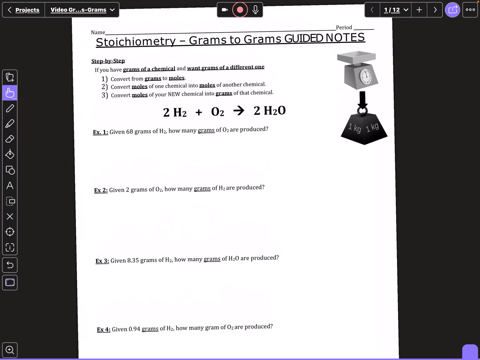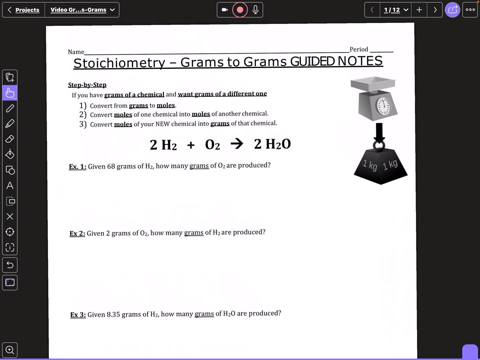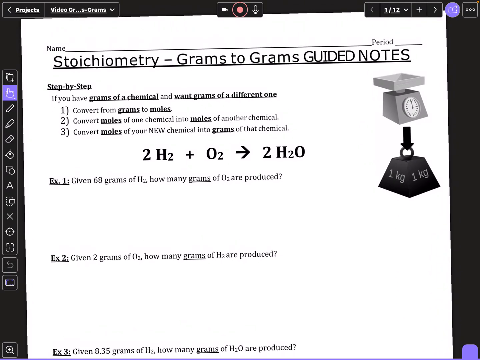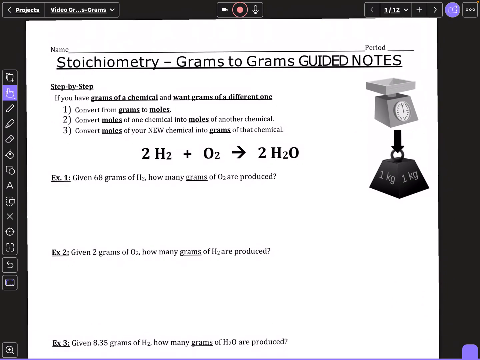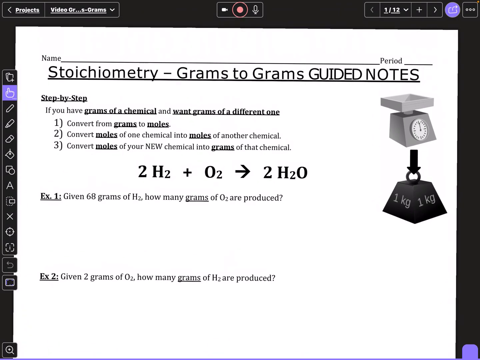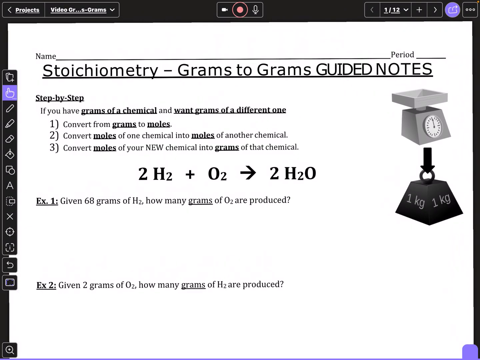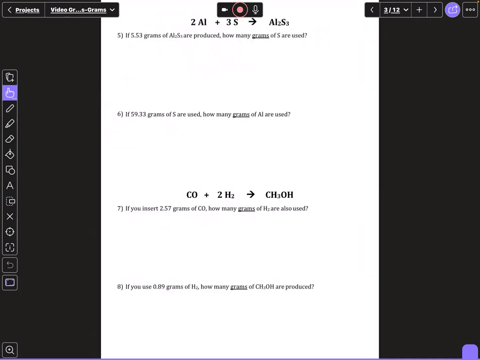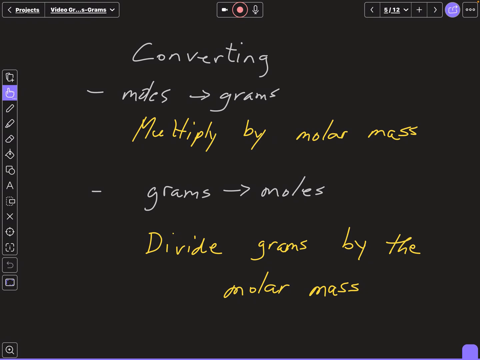Okay, so today we're going to talk about grams to grams stoichiometry, and we're going to work these types of problems. Before we do that, this is the guided notes you should have, grams to grams problems. Now, before we do that, we need to review.